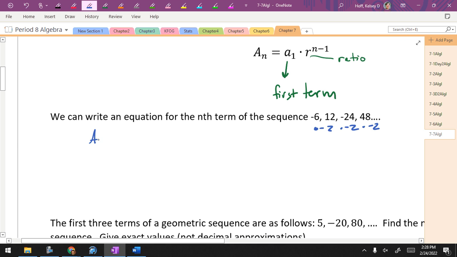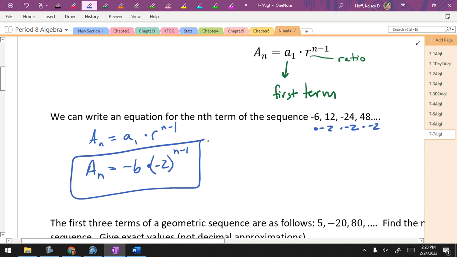Okay, so A of n equals A of 1 times r to the n minus 1. A of n stays because you're just saying here's a sequence. What's my first term? -6 times, what's my ratio, or what am I multiplying by? What's going to be important here? Parentheses, because it's a negative, and then n minus 1. There's nothing you can simplify, because technically we'd have to have that exponent before we could multiply. So you're replacing two numbers in there. All right?